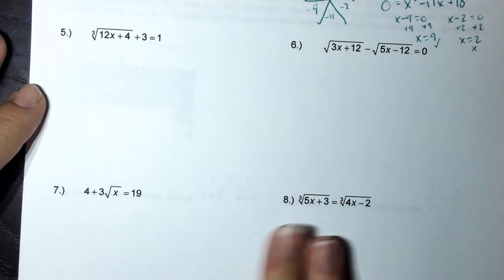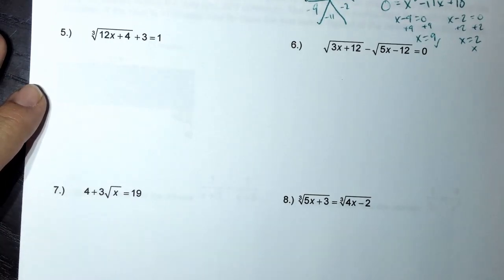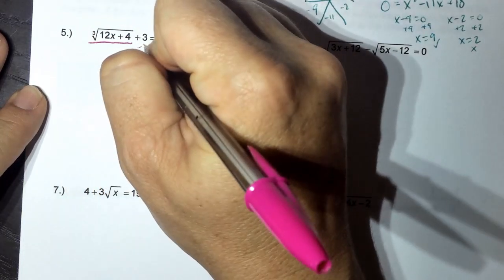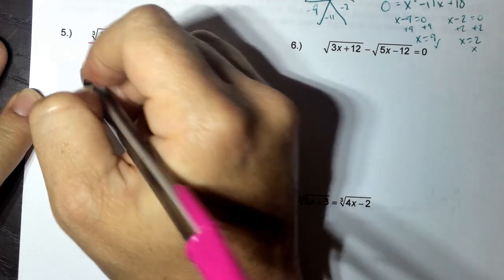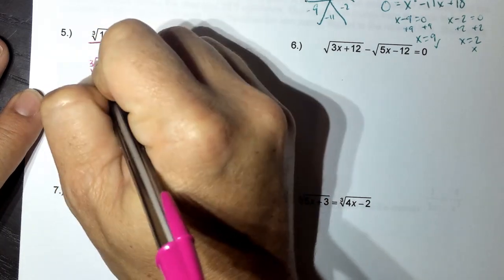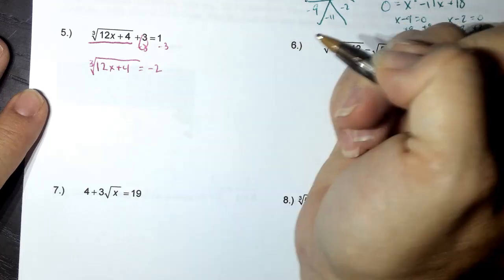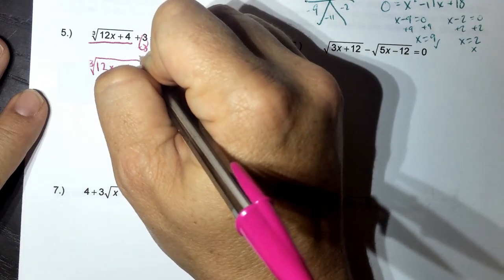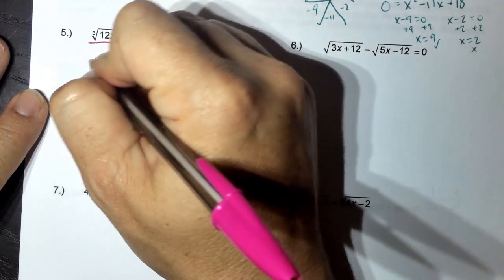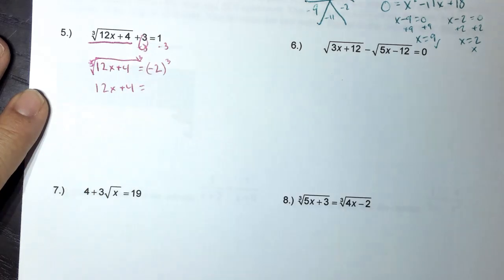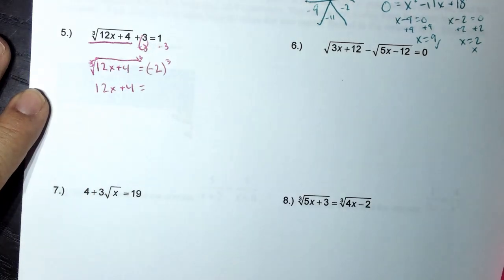Okay, let's look at number 5. So again, we have to get our cube root alone. So I'm going to do minus 3, and I get the cube root of 12x plus 4 equals negative 2. So I have to cube both sides. The cube root cancels the cube, and I get 12x plus 4 equals negative 2 to the third power, which is negative 8.